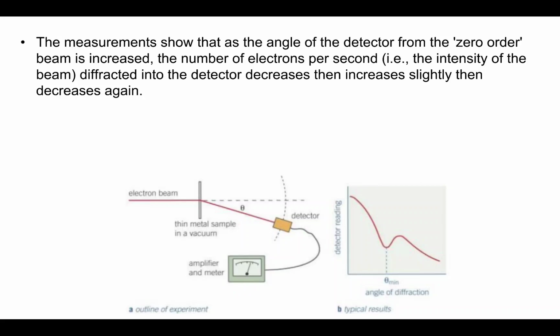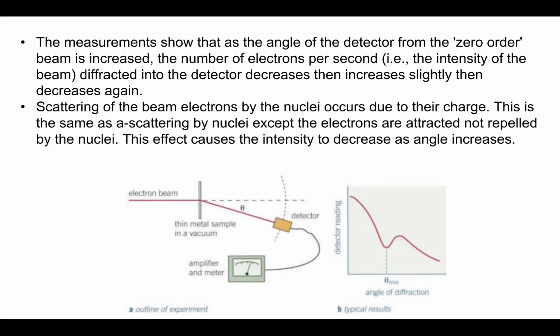So the measurements on that graph show that as the angle of the detector from the zero order, so n equals 0, which is obviously the straight line if it wasn't deflected at all, increases, the number of electrons per second, the intensity, decreases and then increases slightly. So it decreases, increases, and then starts to come down again as you go towards n equals 2. So it's this n equals 1, the theta min, that we're interested in.